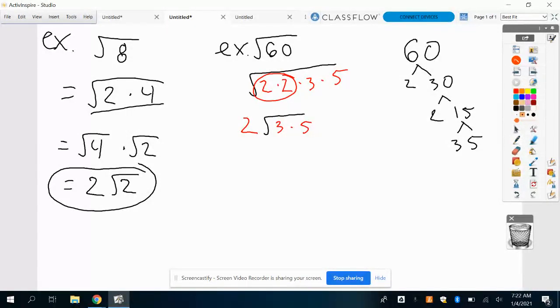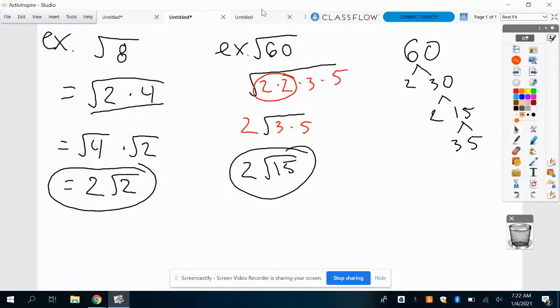So now your last step is you want to multiply out that 3 times 5. So your final answer is actually 2 square root of 15. And that would be your simplified radical of the square root of 60. Hopefully this is making some sense. Let's do one more example, and then I want to show you a couple specific situations.